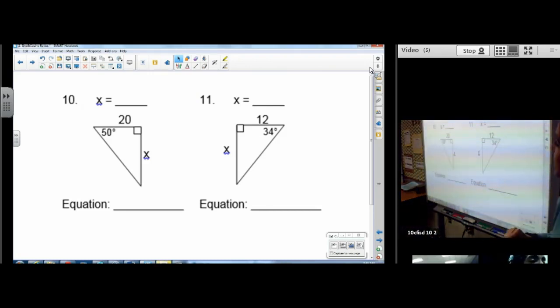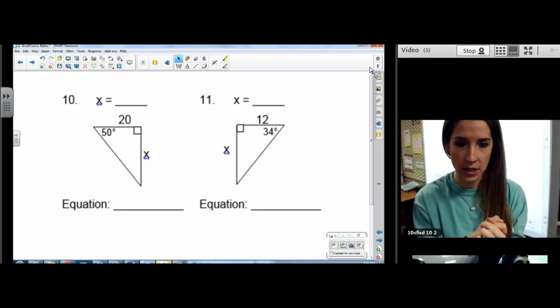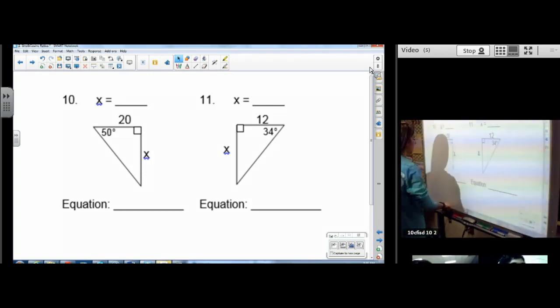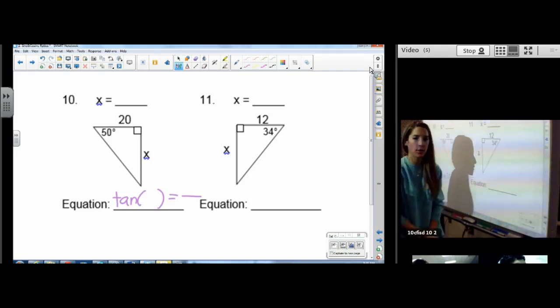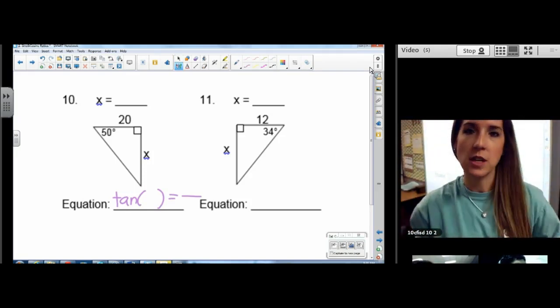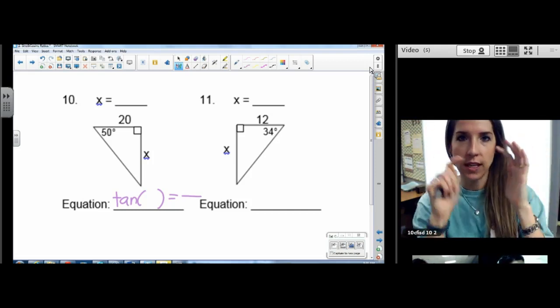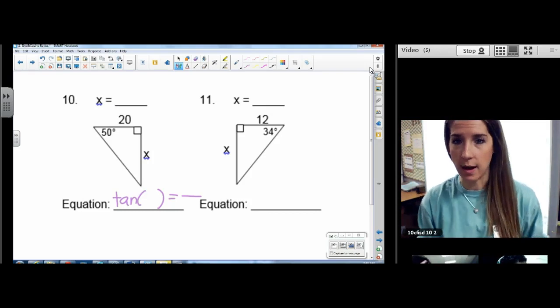Okay, yesterday, we only focused on tangent when we were solving for sides of triangles. So we don't have to guess. We know that it's going to be tan. Then we put our angle, and then it equals opposite over adjacent. While you're getting used to it, you can put what I call the skeleton equation. Tan, parentheses, equals blank over blank. Put the skeleton, and you can fill in what goes where.